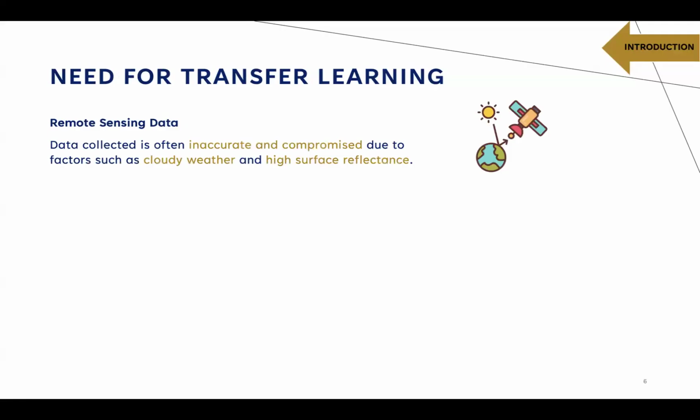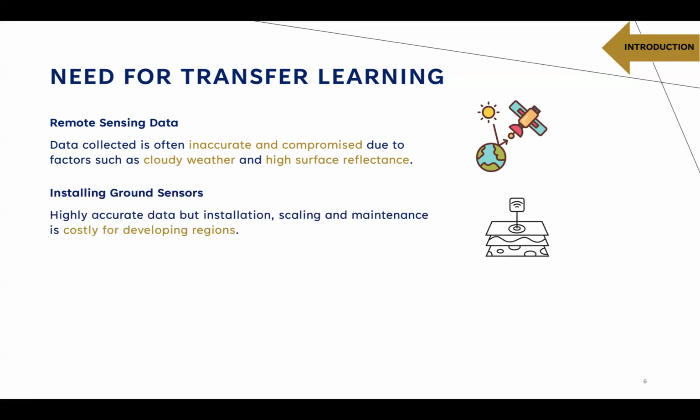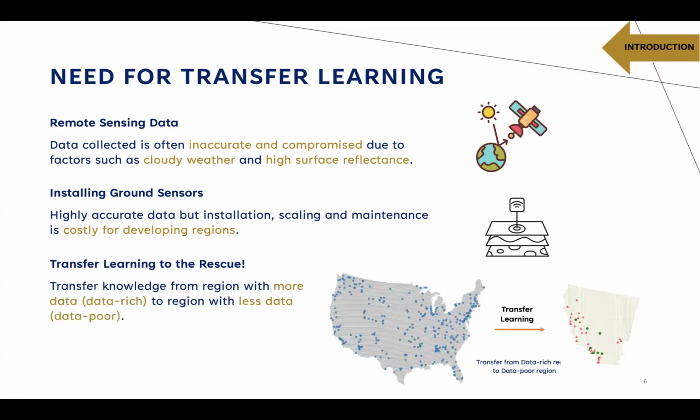The need for transfer learning. Data is often collected in two ways. One is using remote sensing methodologies, that is, satellite observations. This data is often inaccurate and compromised due to factors such as cloudy weather and high surface reflectance. Another way is to install ground sensors, which are highly accurate, but their installation, scaling, and maintenance is costly, especially for developing regions or developing countries.